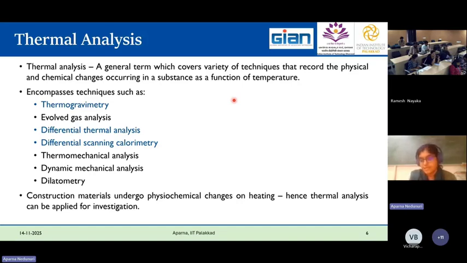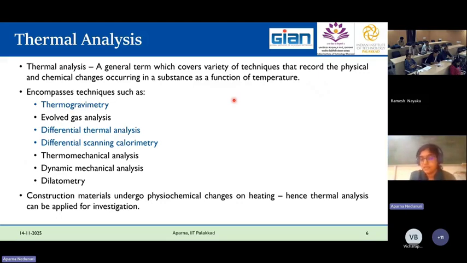Physical and chemical changes mean that if I take some material and expose it to different temperatures, what is happening to that material? The material can undergo a physical change. The material can also undergo a chemical change. Now, what do we mean by a physical change? Is it melting, or is it crystallizing with the provided temperature, or is it expanding in volume, or is it shrinking in volume? All these things can be attributed to physical change.